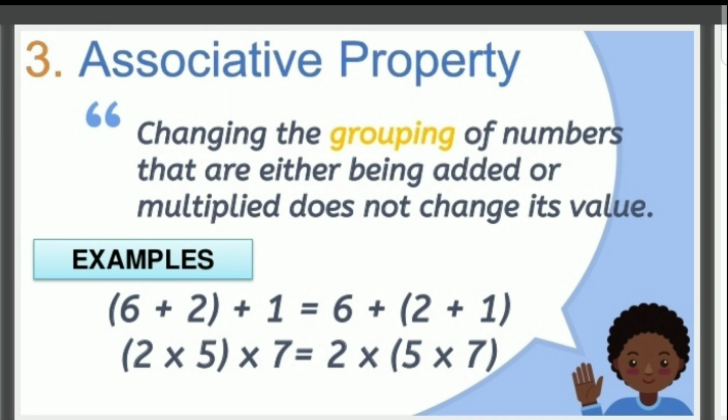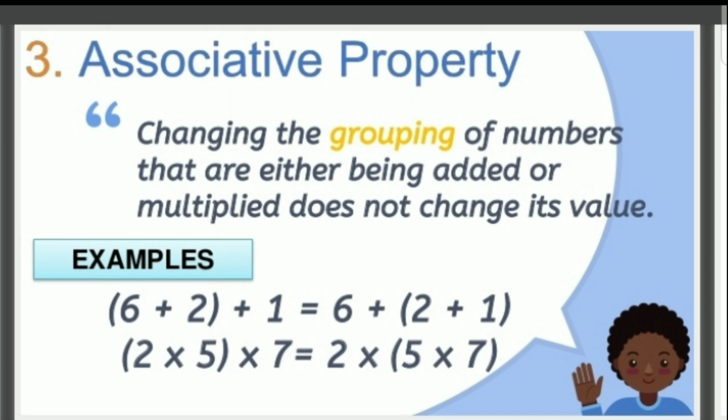See here, 6 plus 2, how much here? 8. 8 plus 1, how much? 9. If you are grouping the other two numbers, 2 plus 1, that is 3. 3 plus 6, how much here? See, 9 here. The way you are grouping, either the first two numbers are grouped and the third number added, otherwise the first number is added to the grouping of the other two numbers. So that is what the formula is.